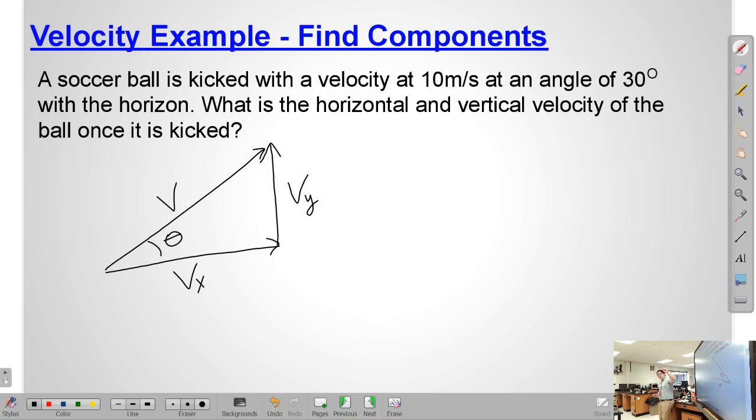Okay. You got your velocity. We're going to break it into its components using some of that trig. So we're looking for the horizontal and vertical velocity of the ball once it's kicked. We know we kicked it at 10 meters per second.